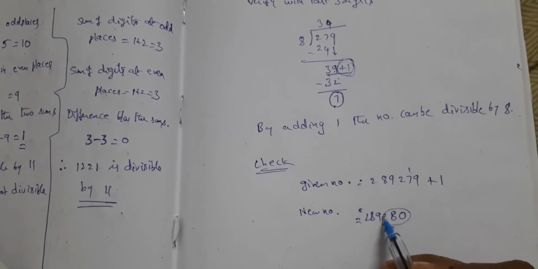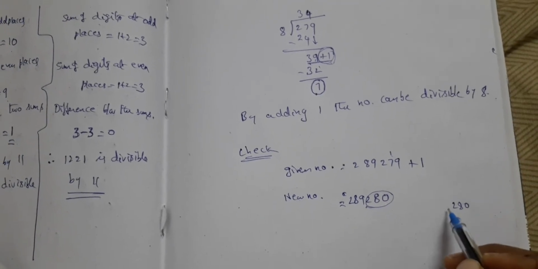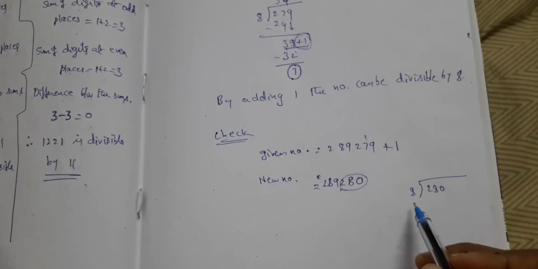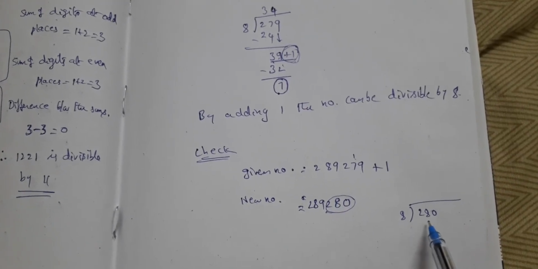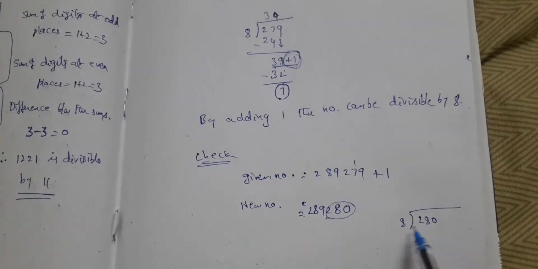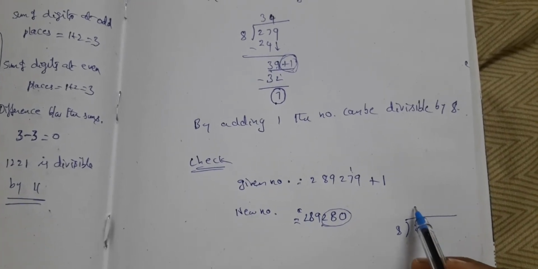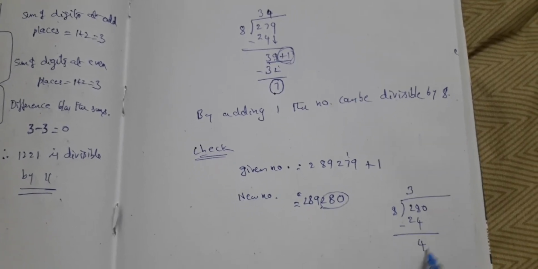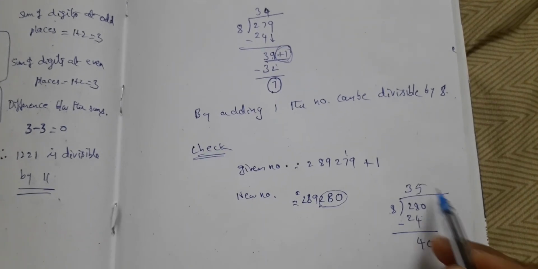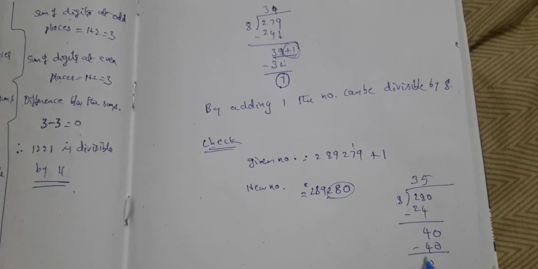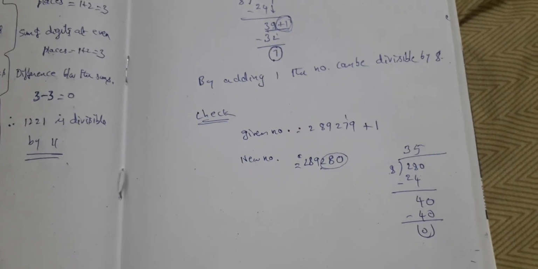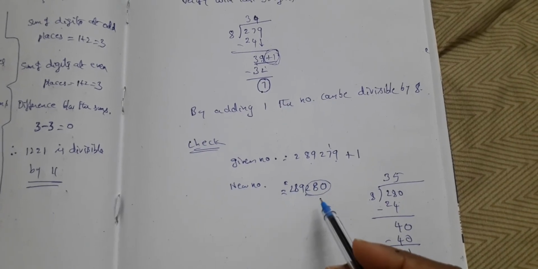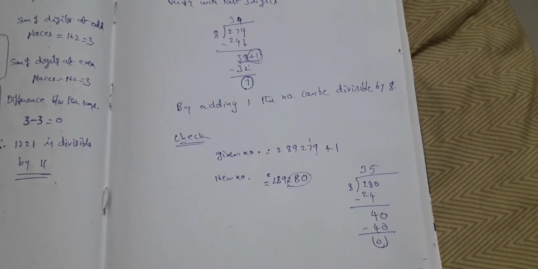Let us see whether we can check this one. So take the last 3 digits, 280. So 4 8s are 32, and then 3 8s are 24. So 40 now. 5 8s are 40. Yes, the remainder is 0. That means by adding 1 to this number, the complete number can be divisible by 8. Okay children, this is how we have to check.